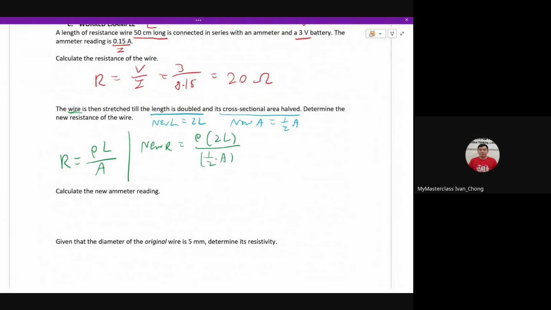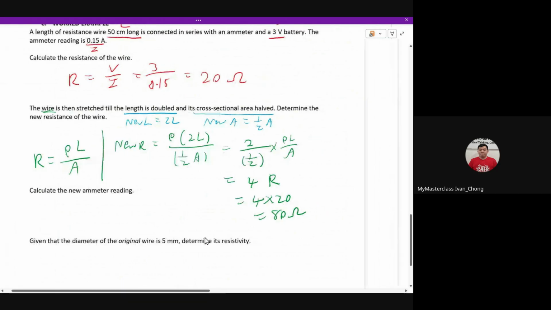So if you extract out the 2, it is 2 divided by half times rho L over A. Make sense? If you press 2 over half in the calculator, you end up with 4. And this rho L over A is R, on the left-hand side. So this is actually 4 times 20, which is 80 ohms. So you have 4 times the resistance of your original amount.